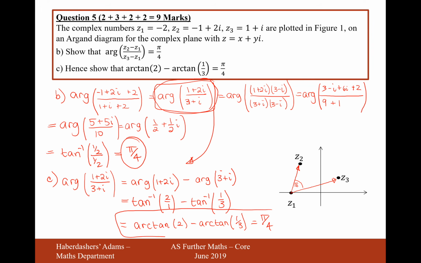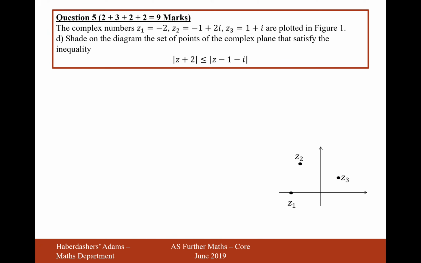So there we are, that's the answer for part C. Let's now move on to the final part, part D. The complex numbers z1 equals, all plotted on the diagram, show on the diagram the set of points on the complex plane that satisfy the inequality modulus of z plus 2 is less than or equal to modulus of z minus 1 minus i. Now these modulus things here represent distance.